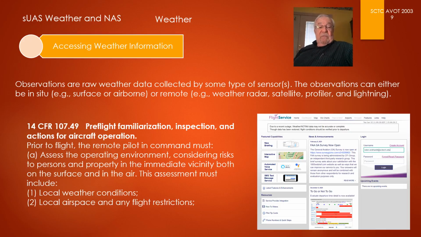Hey, 14 CFR 107.49 is pretty specific about what you're expected to do as the remote pilot in command. You have to assess the operating environment and consider the risks to persons and property in the immediate vicinity, both on the surface and in the air. This assessment must include local weather conditions, local airspace, and any flight restrictions. The graphic here shows you a typical 1-800-Weather Brief website, so I would encourage you to look through that as well.